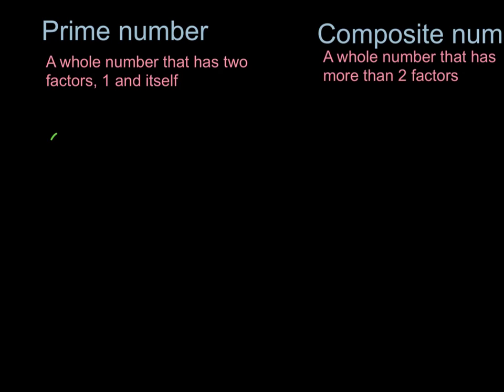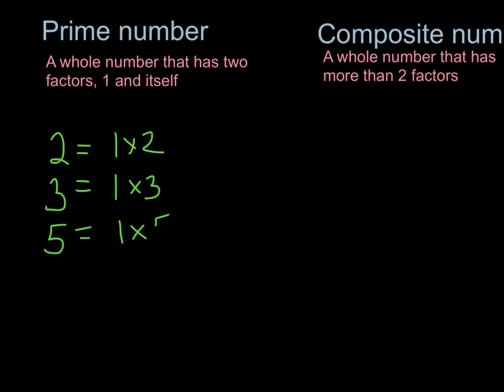So for example, 2 is a prime number because the factors of 2 are 1 times 2. Okay? 3 would be a prime number because 1 times 3 are the factors, and there aren't any other factors that I can use to get to 3. 4 would not be, and we'll see why in a second, but 5 will be because 1 times 5 are the factors. 1 and 5 are the factors of 5. 7 would be another one. 1 and 7 are the only factors I can use to get to 7.